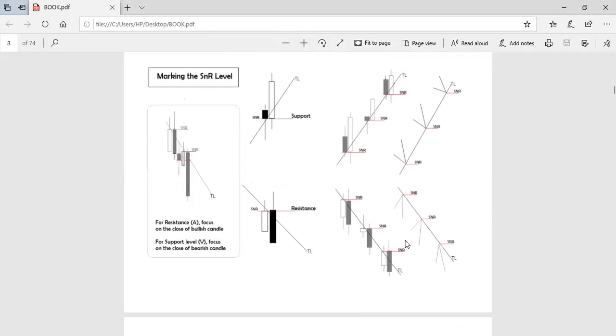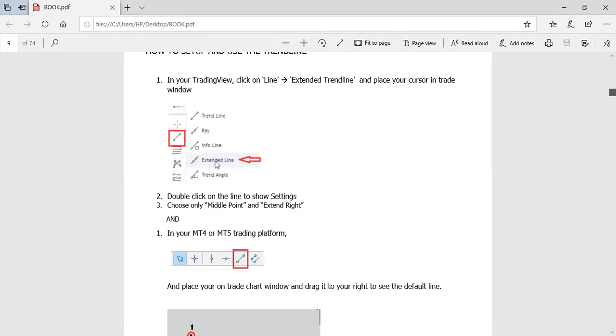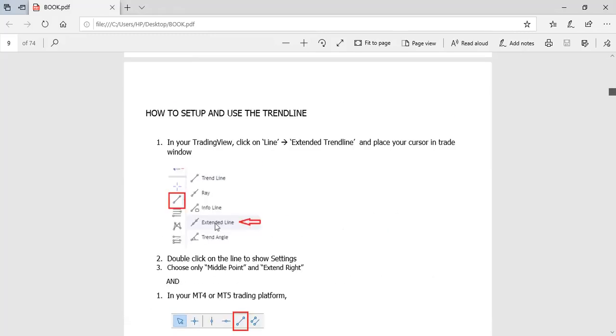So that when you see a breakout that comes out here like this, you buy and sell into the breakout. Then, how to set up your entry, your trend line.